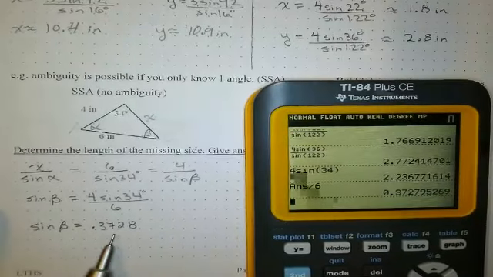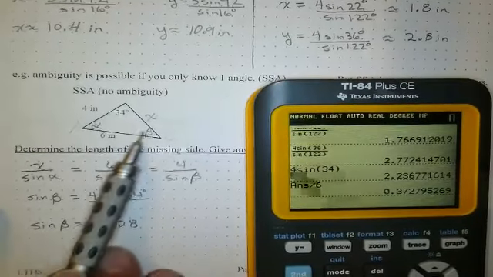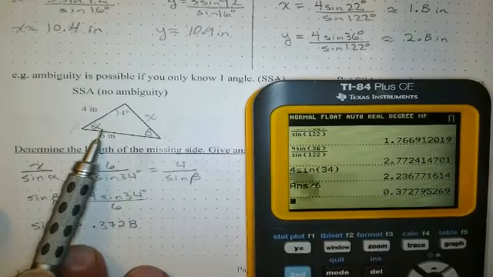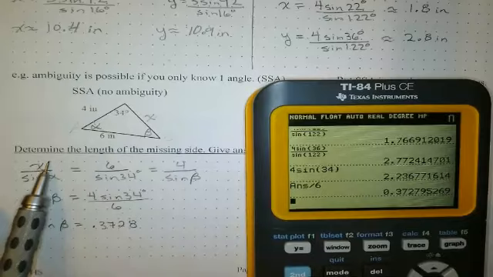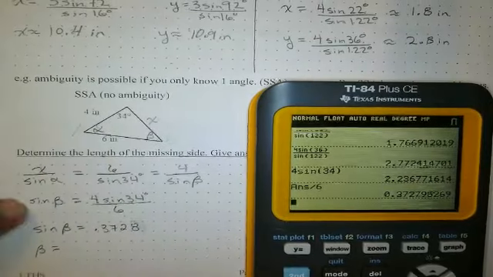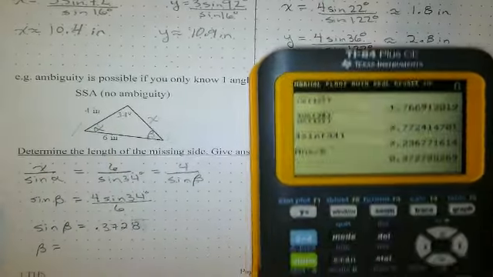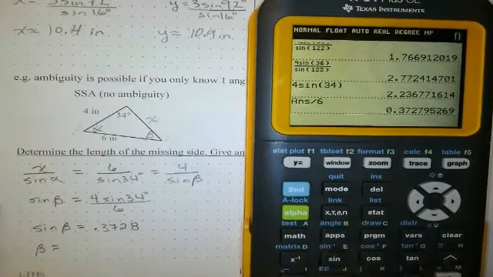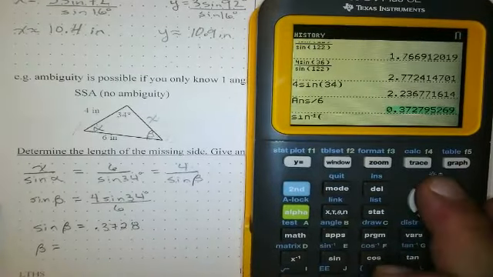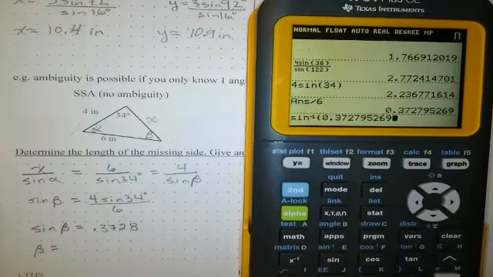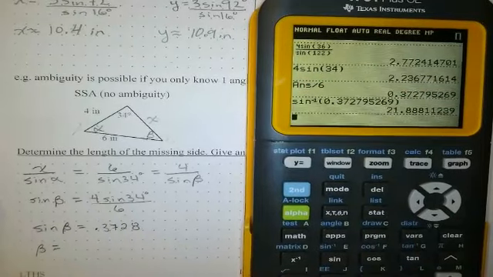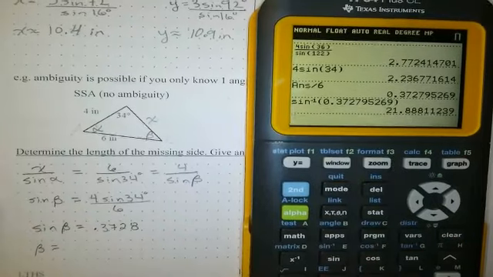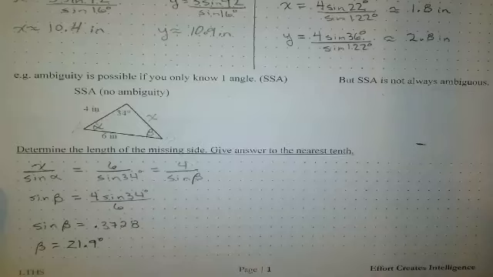So now that I have it written down, I need to figure out this value for beta, because if I can figure out the value for beta, then I can figure out alpha, and if I can figure out alpha, I can figure out x, that missing side. And to figure out beta, I'm going to use the inverse sine function on my calculator. So I'm going to say, hey, the inverse sine of that answer that I just had. To the nearest tenth, that would be about 21.9 degrees.